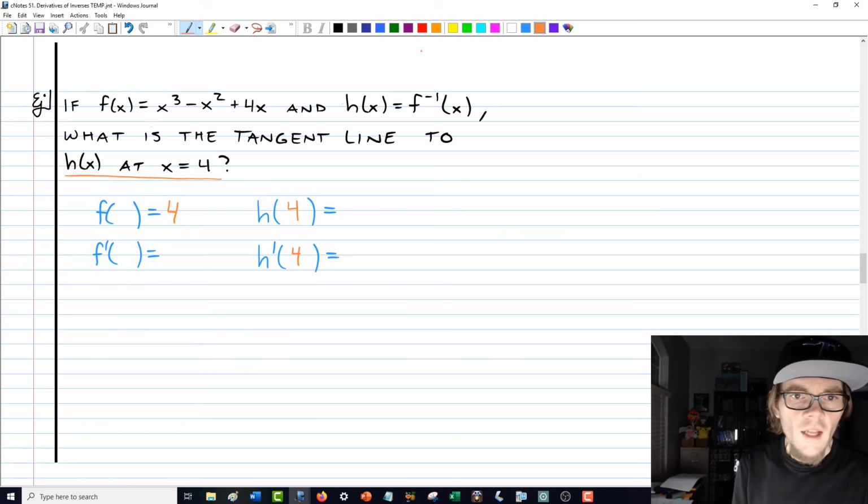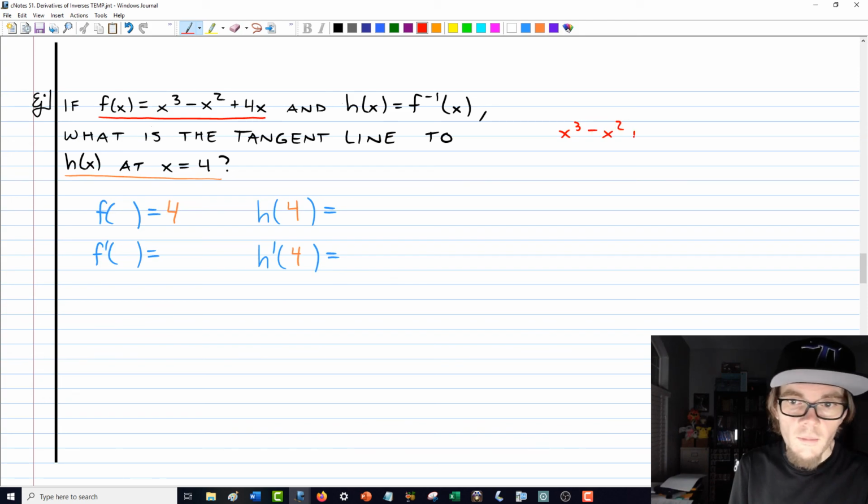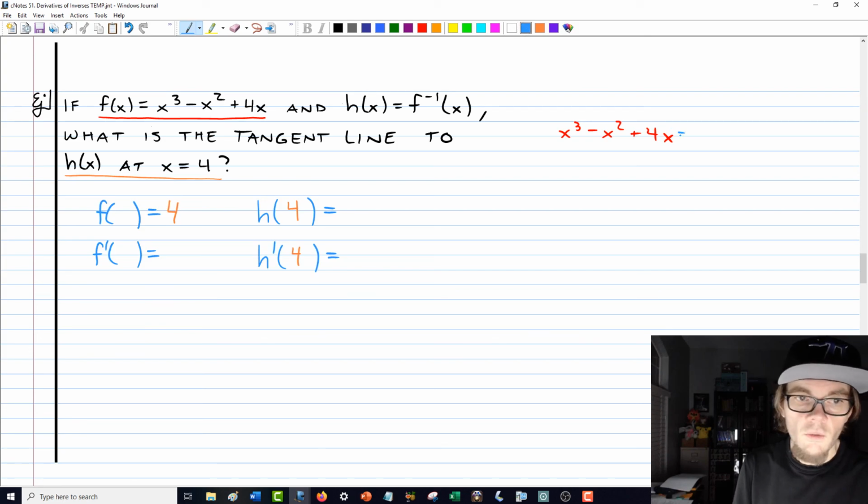So let's do that. It says that we want to find when f of something is equal to 4. Well, right up there, it says f of x is equal to x cubed minus x squared plus 4x. And we want to figure out when that's equal to 4. So we need to solve this equation. Of course, it couldn't possibly be trivial and easy, but that's okay. We get a little bit of factoring practice in here. It's never a bad time for that.